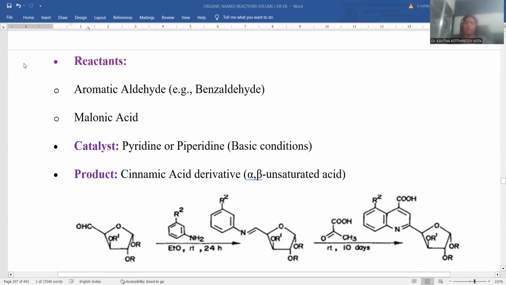The reactants taken are, one, an aromatic aldehyde compound, most probably benzaldehyde. It is the familiar compound for this Doebner modification. Malonic acid, or an active methylene compound, are the other reactants. The catalyst will be a mild base, either pyridine or piperidine, as a basic condition. The product is ultimately a cinnamic acid derivative, like an alpha beta unsaturated carboxylic acid.